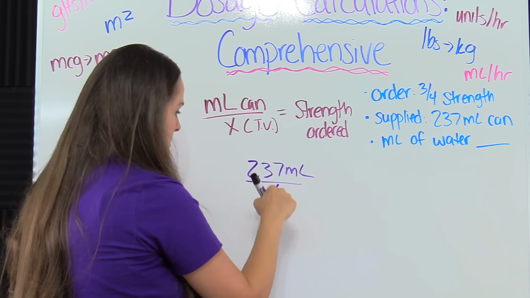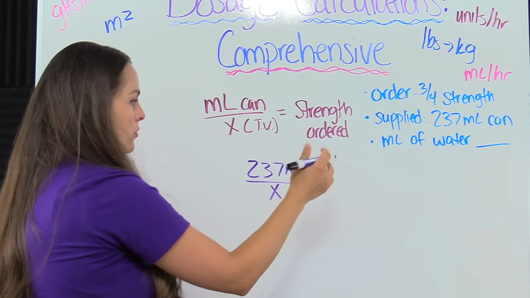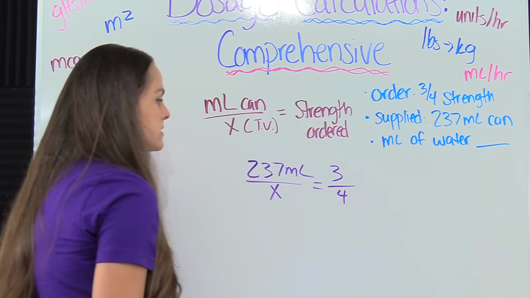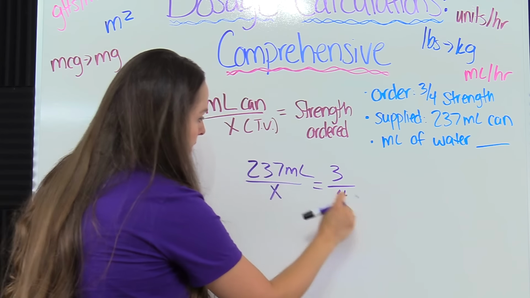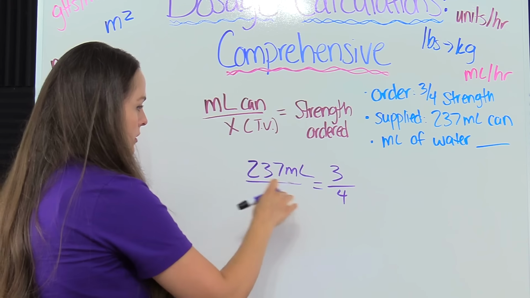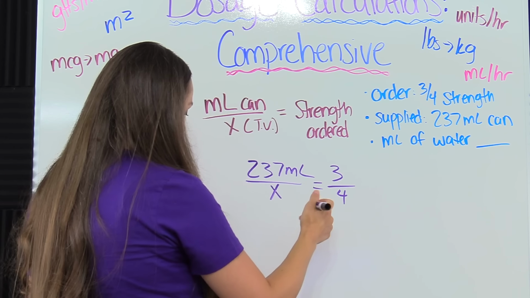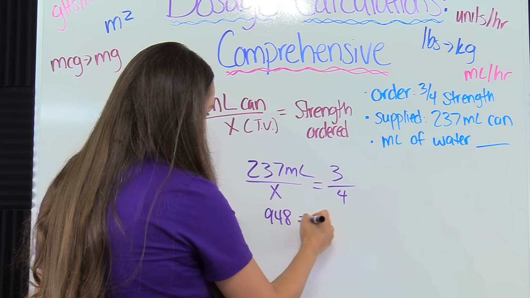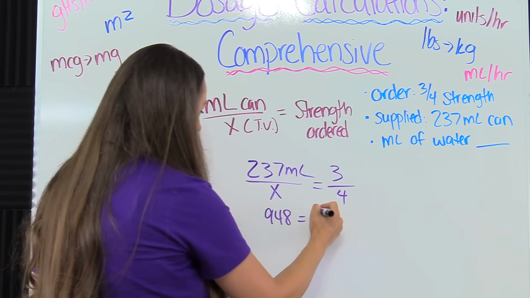So we don't know what that is yet, so we're just going to put that there. And then the strength ordered is 3/4, so we're going to put 3/4. Now we're going to solve. You're going to multiply everything across from each other. So 237 times 4 is 948, and then 3 times X is 3X.